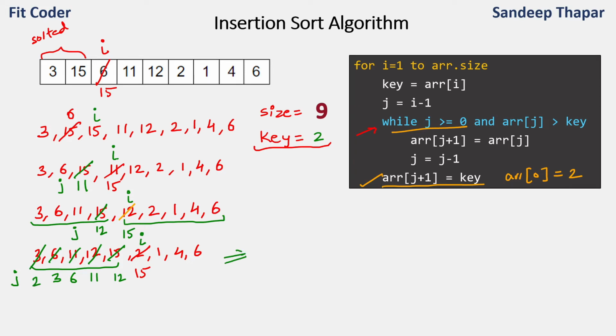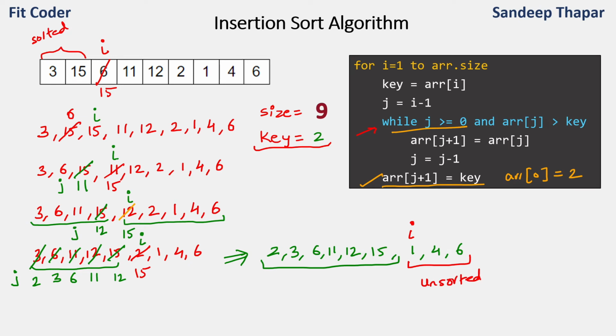So after this step the array becomes 2, 3, 6, 11, 12, 15, 1, 4 and 6. So this whole part is sorted and i now comes at 1. So this is the unsorted part, unsorted or yet to be processed. And this is the sorted part.